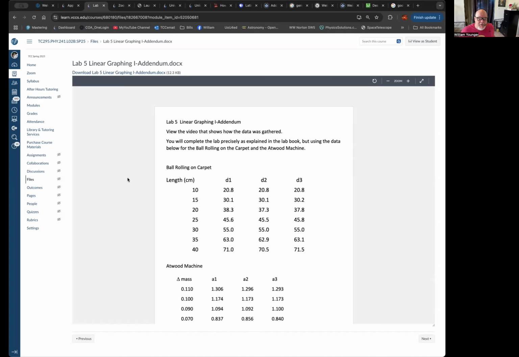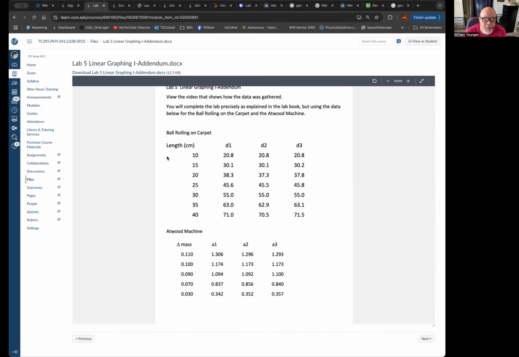But either way, the big deal is here you do have data that we've given you both for the rolling carpet. So what this means is when you allowed the ball to roll down 10 centimeters on the ramp, in one trial, you got 20.8. The second trial, you got 20.8. The third trial, you got 20.8. So you're ultimately going to take the average of these three, which obviously is just 20.8, and that's what you're ultimately going to graph. You do the same thing for the 15, the same thing for the 20.